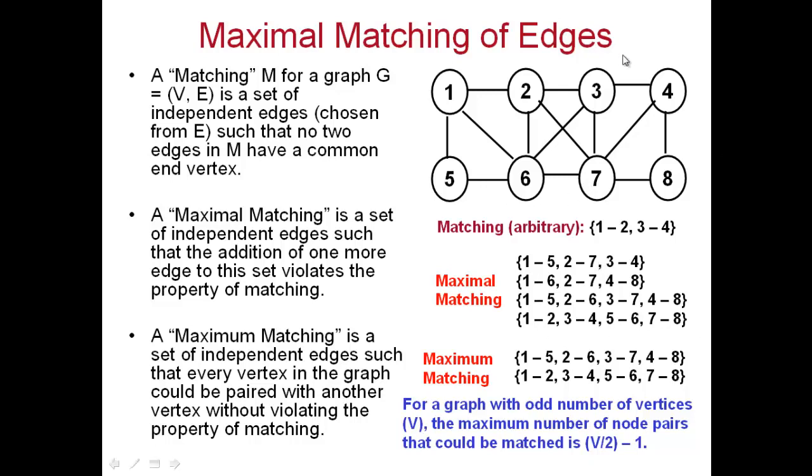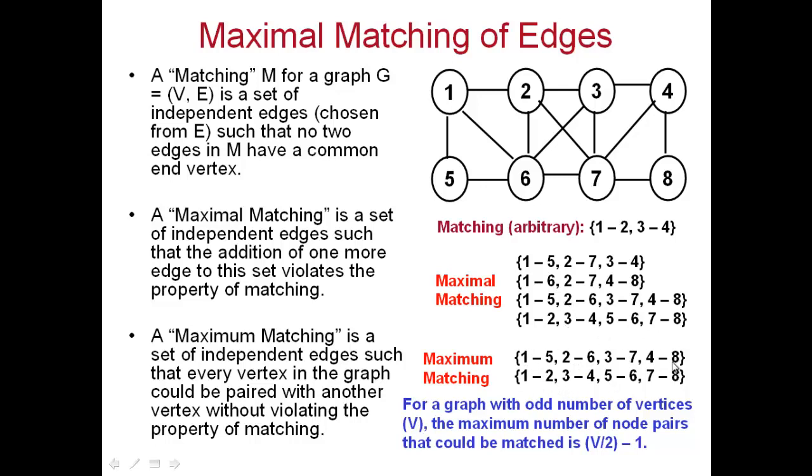Now this is a graph of 8 vertices. So we can have at most 4 edges in a maximal matching because again there cannot be a common end vertex for any 2 edges. In a graph of 8 vertices, you could have only 4 edges so that all the vertices are matched to somebody else. So each vertex is matched to some other vertex. In that case, we can call the maximal matching a maximum matching because every vertex is matched to something else. Among these 4 maximal matchings of edges, the last 2 can also be called maximum matchings.